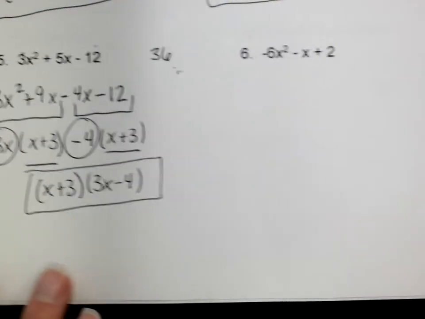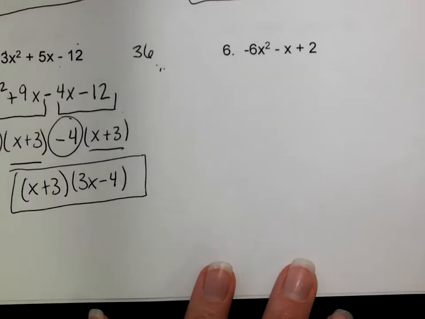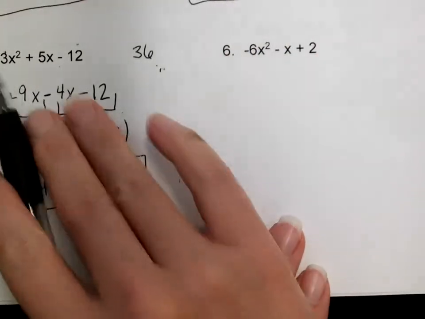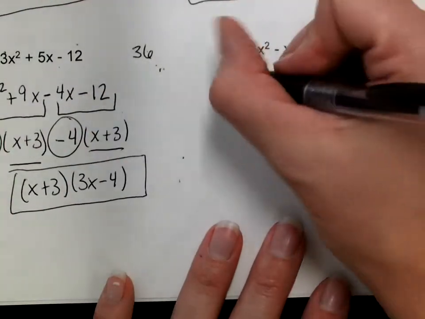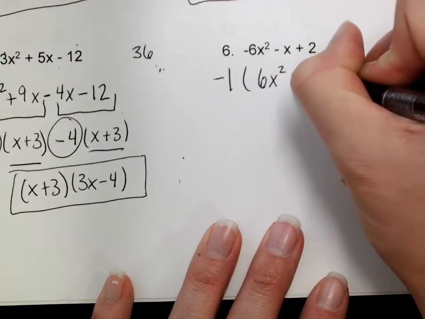All right, question number 6. What do you need to do first here? Okay, remember our leading term needs to be positive. So step 1, before I do any of this other stuff, is I need to factor a negative 1 out of this entire equation.